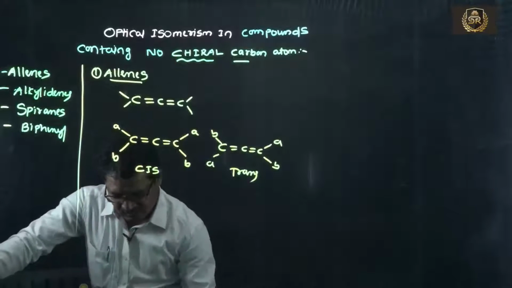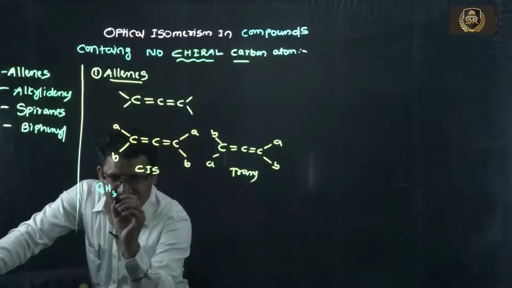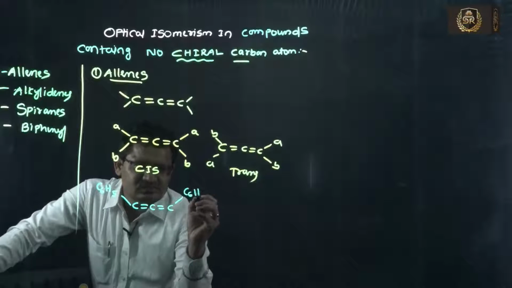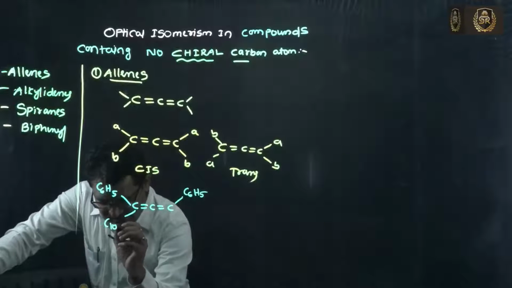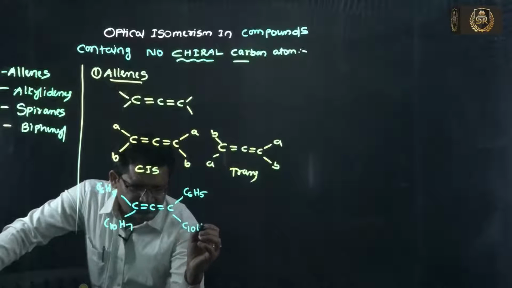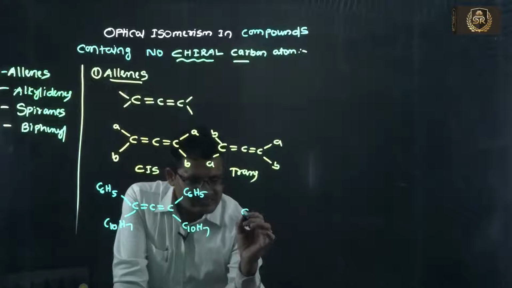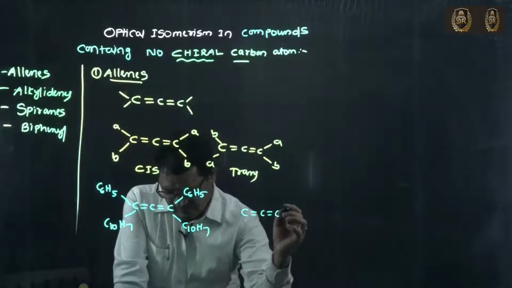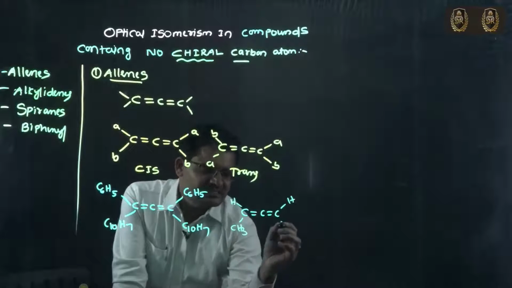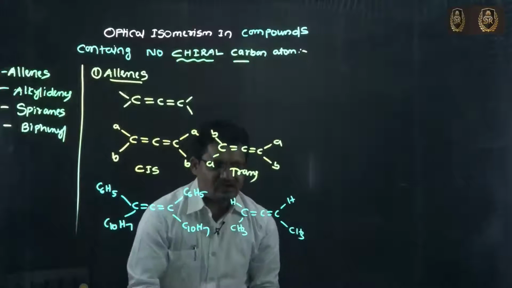What is an allene example? Allene formula C double bond C double bond C, here C6H5, and this side C10H7, and the other side also C10H7. This is cis allene. Now one more example: C double bond C double bond C, with H and H on one side and CH3 and CH3 on the other. This is one type of example, and all of these are cis.